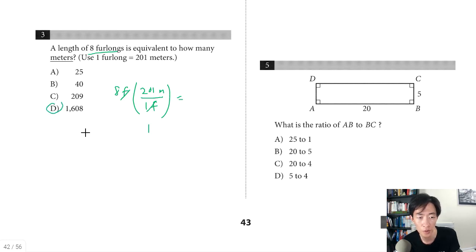Now you could have also used a proportion. We know 1 furlong equals 201 meters. How many meters does 8 furlongs equal to? And so it's the same math as you can see. 8 times 201 is going to get you 1608.